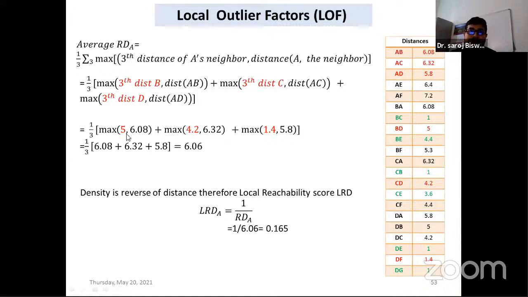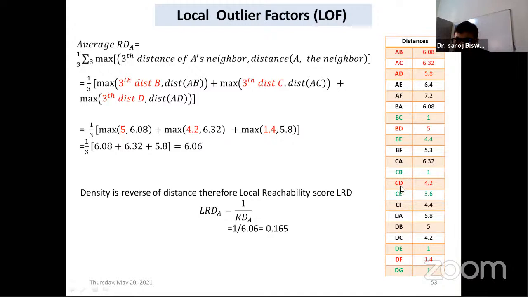So max of the third distance of B, which is 5, comma 6.08. How did we get this? Because it's the distance between A and B, which was already calculated as 6.08. So we have 6.08 here, plus from here the third distance of C. Third distance of which one? Third distance of C. Out of 1, 2, 3, this one is the maximum, 6.32. So we calculated the K distance of C: CB, CD, and CE.